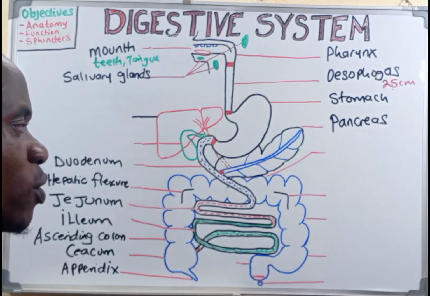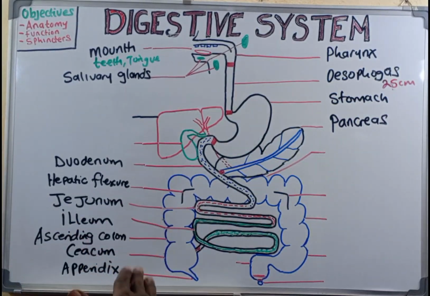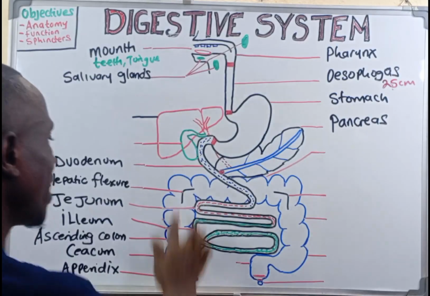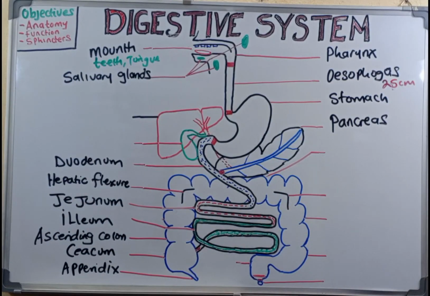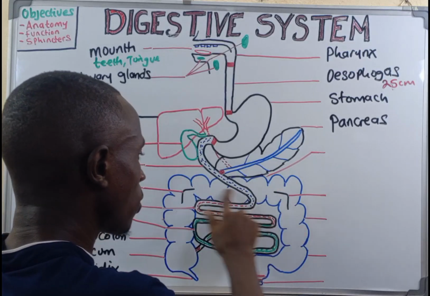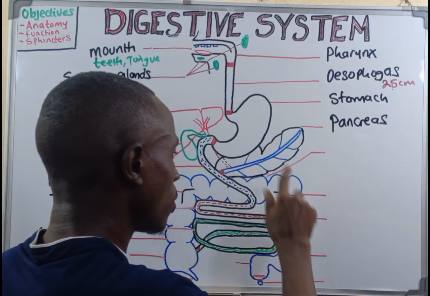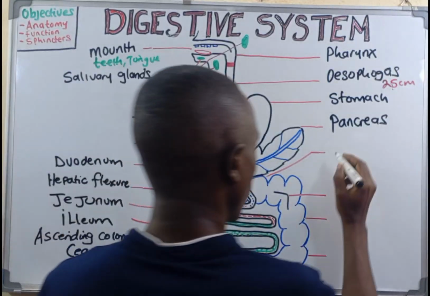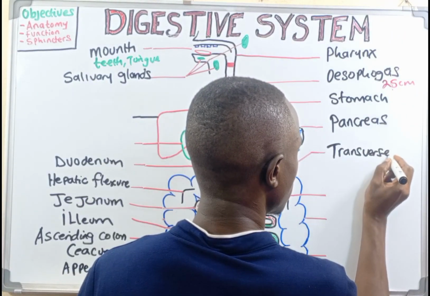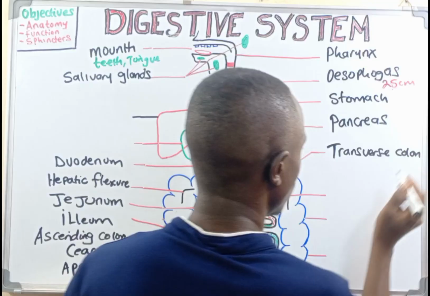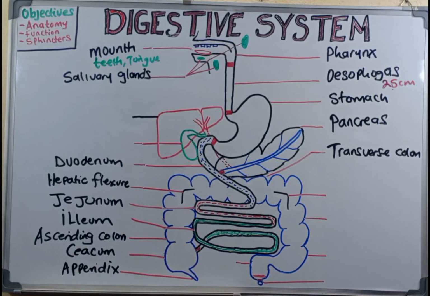And of course, the hepatic flexure is the bending of the ascending colon to this colon which we call the transverse colon. This colon here is what we call the transverse colon. Super very important.